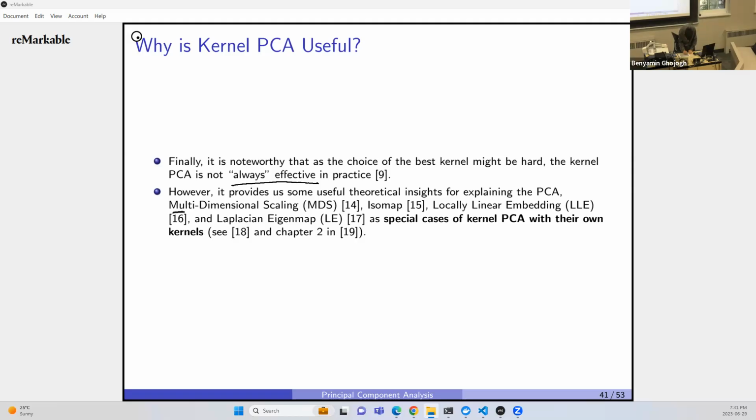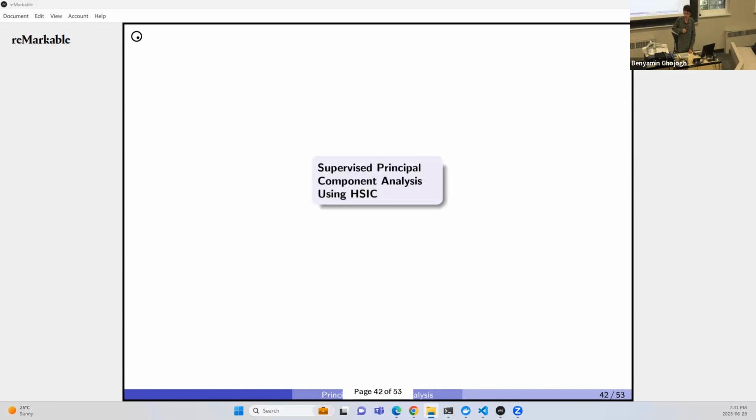One of them is multidimensional scaling. One of them is Isomap. One of them is local linear embedding, or LLE. One of them is Laplacian eigenmap. All of them can be seen as special cases of kernel PCA with their own kernels. For proof, you can take a look at these references. Also, you can see my tutorial, called Unified Framework for Spectral Dimensionality Reduction and Maximum Variance Unfolding, tutorial and survey. Bengio also worked on this unification a lot.